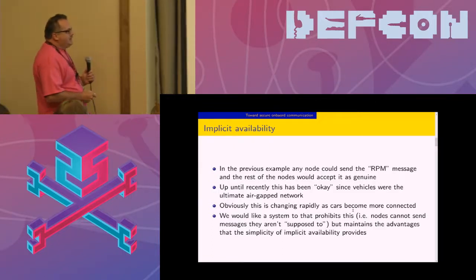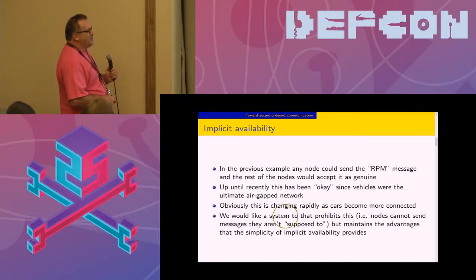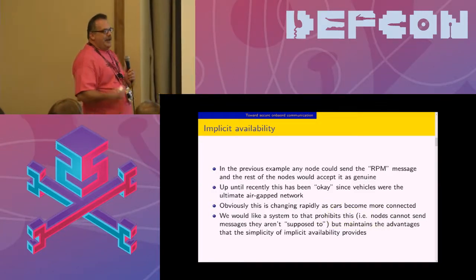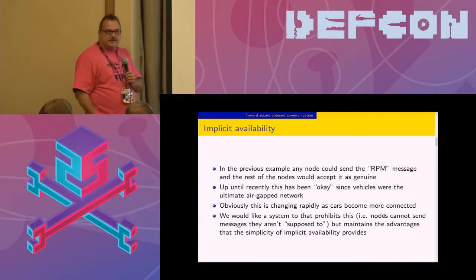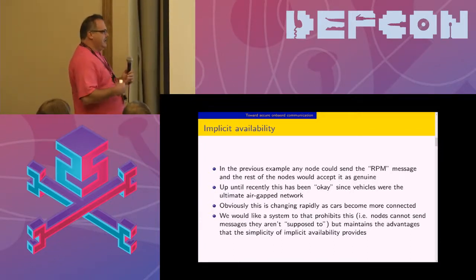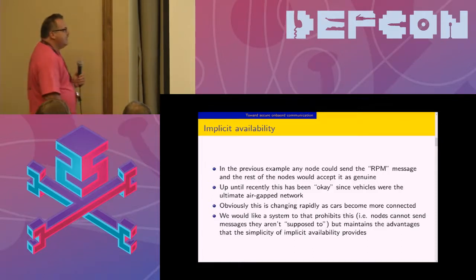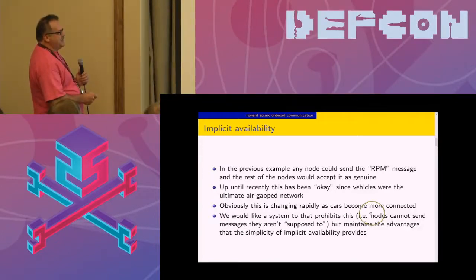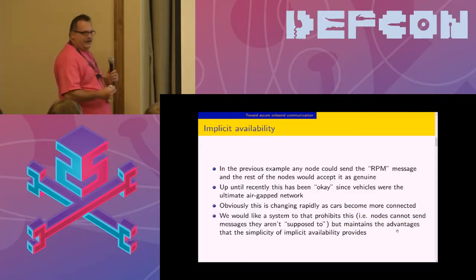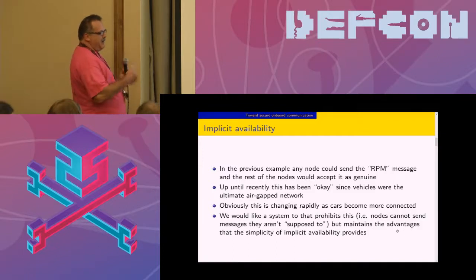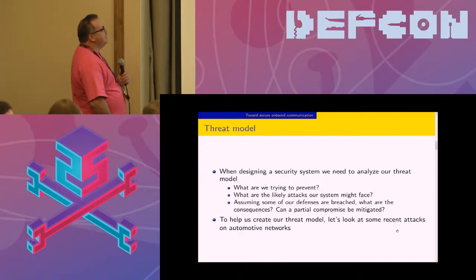So obviously, if we're in the automotive industry, we're trying to figure out some system that's going to prohibit this kind of stuff. People pretending to be who they are not, okay? And maybe we care about people watching those CAN messages. And maybe we care about people even seeing the transactions that we have going on. Well, we'll talk about all that in a moment, okay? So we want to come up with a system that prohibits, say, people pretending to be other people, et cetera, but still maintains this advantage of this implicit availability, okay? Because that's going to still help us keep doing the things we've been doing in automotive, okay?